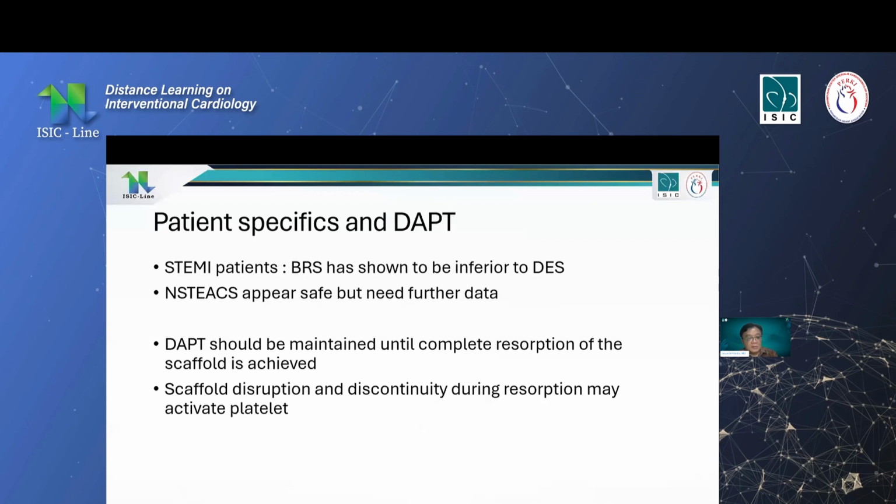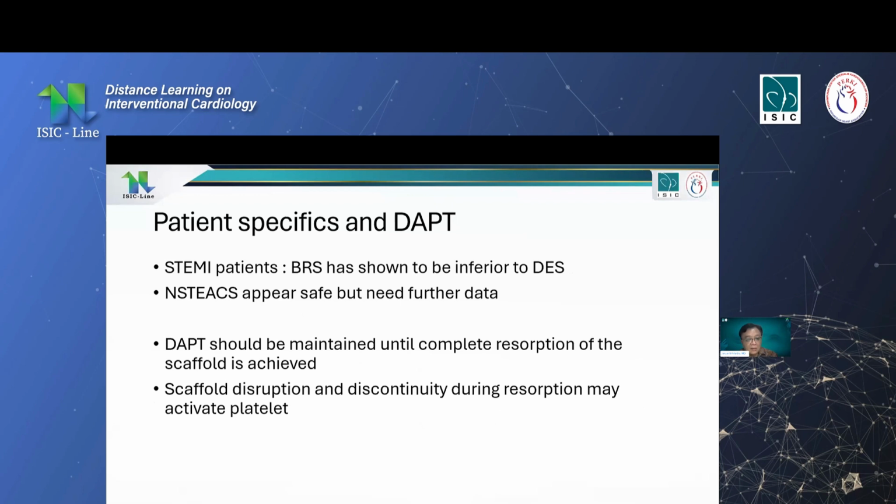How about the patient specifics? STEMI patients are also not recommended, because there should be no thrombus when you put the BRS, and in some trials it has been shown to be inferior to DES. In non-ST elevation ACS, it appears safe but needs further data.